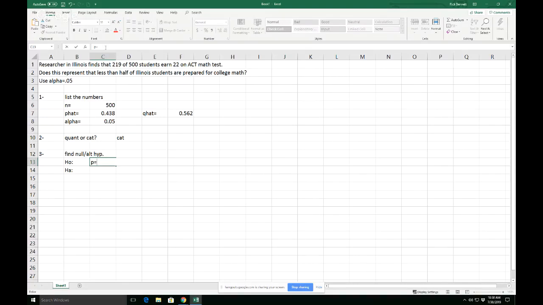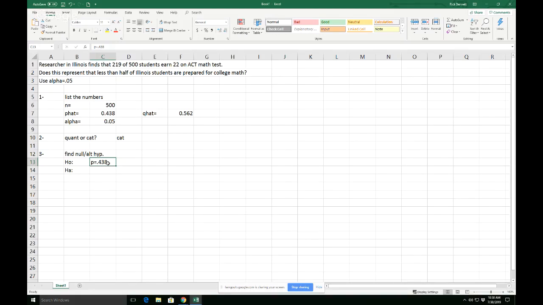0.438? Who agrees that it's 0.438? 1, 2, 3? Four? Who disagrees? You're all still wrong. What's 0.438 represent? It represents p hat. We said that p hat is this. That cannot be my null hypothesis. So is it 219? No, it's not 219 because 219 is not a proportion.